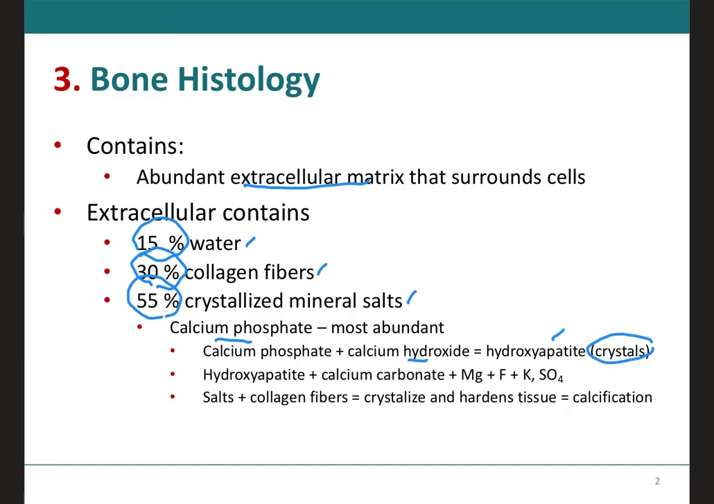Then the hydroxyapatite crystals will combine with other minerals like calcium carbonate, magnesium, fluoride, potassium, and sulfate, and all of these will form a big crystal-like structure in between the collagen fibers that will then harden and surround the osteocytes. This process of crystal-like deposition and hardening is called calcification.